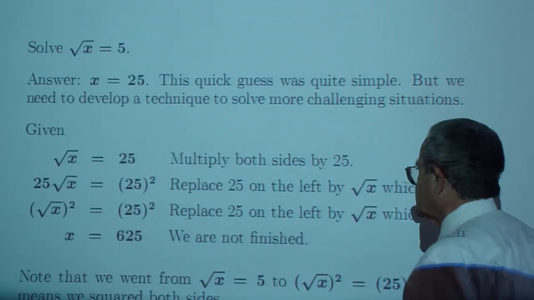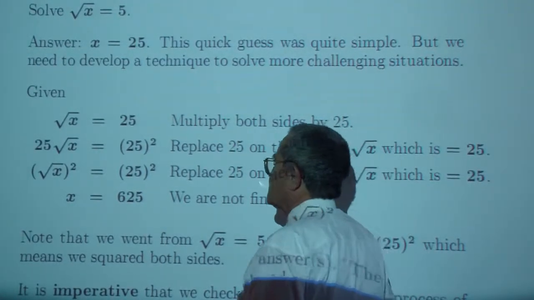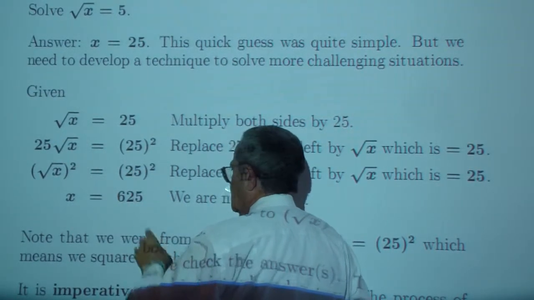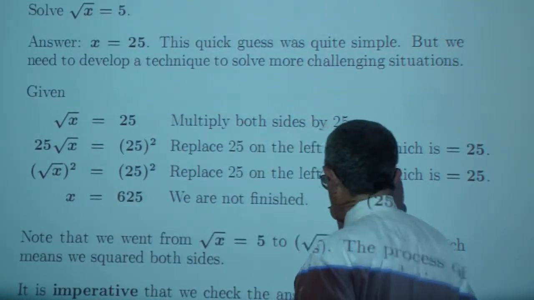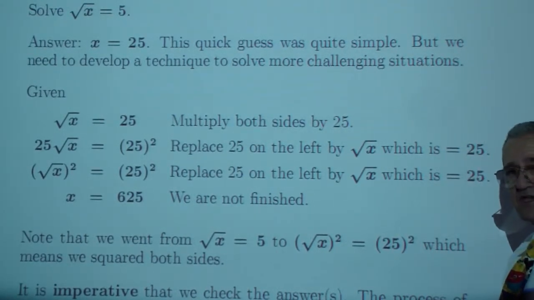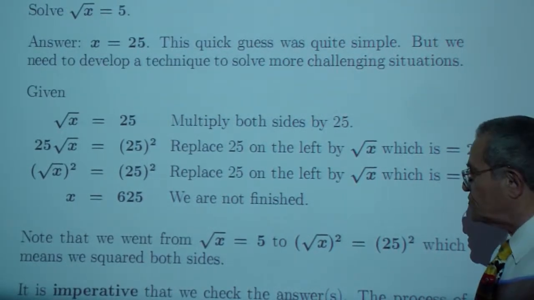Okay. So we are not finished yet. Whenever we go through the process of squaring both sides, after we isolate the square root, we must check our answer, because some of the answers that we get may not be valid in the original equation. We're going to call that an extraneous solution.